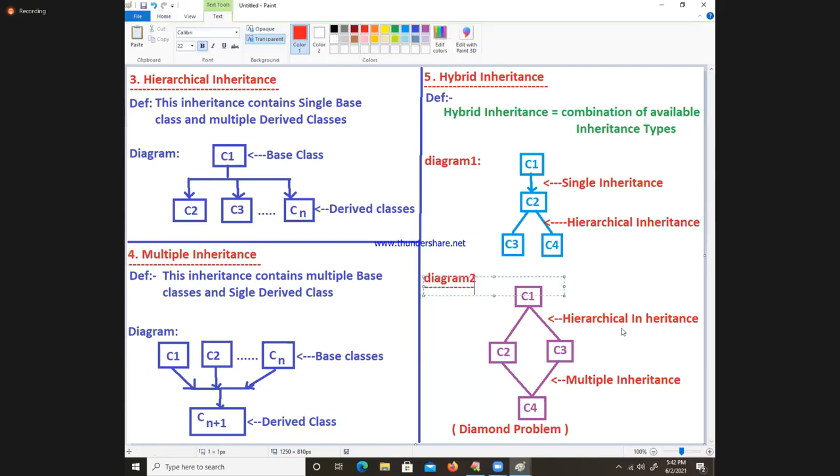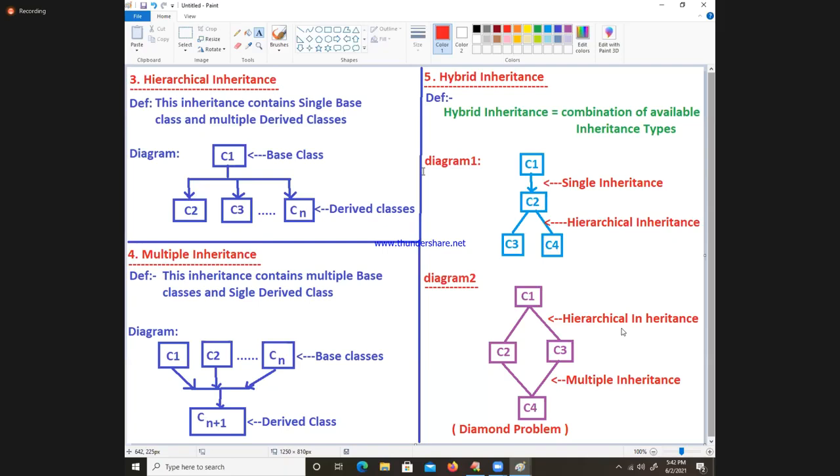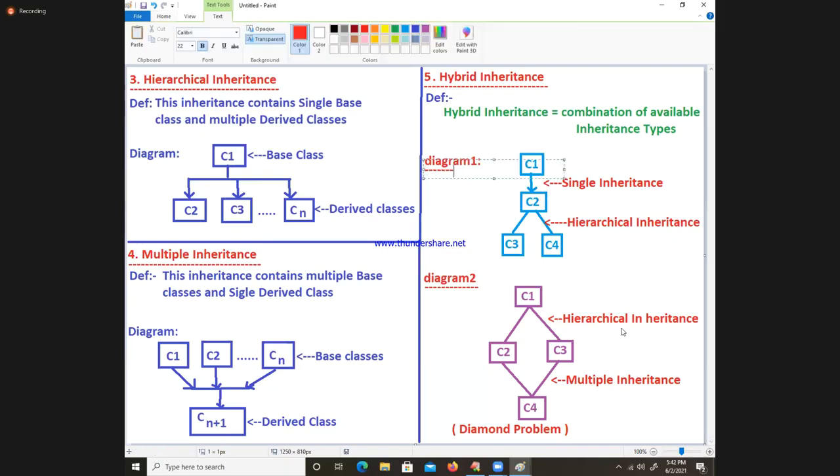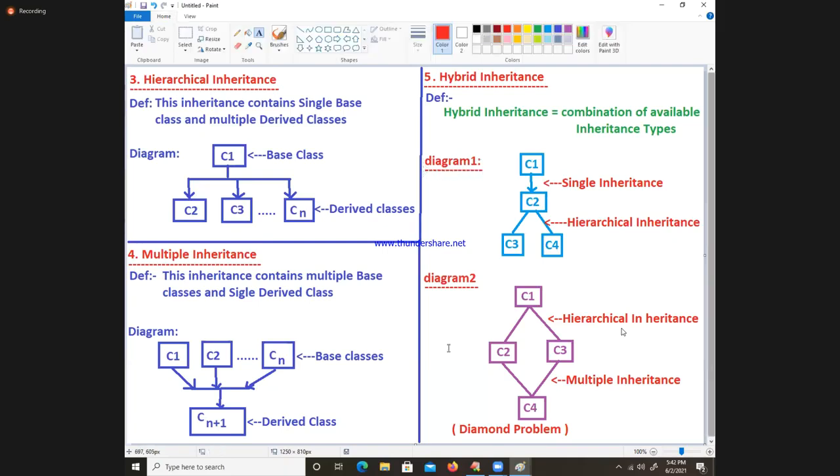Do you understand this hybrid inheritance, all of you? Yes. How many types of inheritances are there? Five types. Number 1, single inheritance, multi-level inheritance, hierarchical inheritance, multiple inheritance, hybrid inheritance. Good. Inheritance follows which memory management?